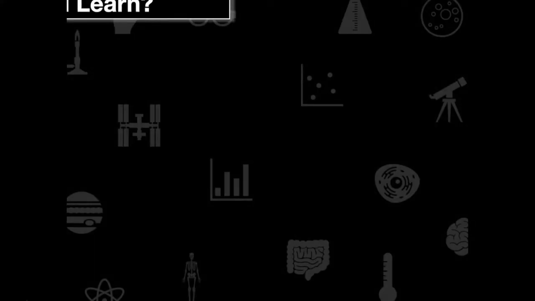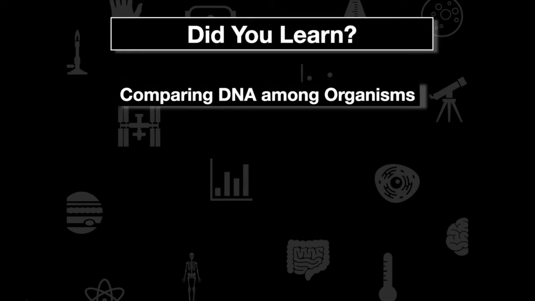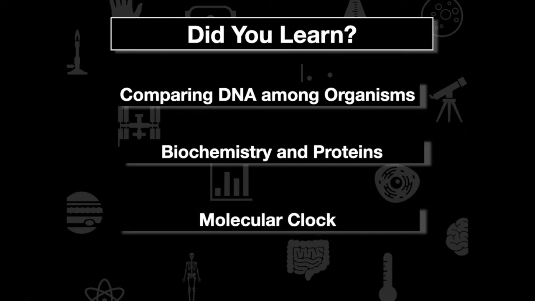All right, so did you learn a couple of things? Did you learn about comparing DNA among organisms and how these organisms can be related? Did you go back to biochemistry and understand how we can look at sequences of proteins to look at phylogeny of organisms? And then did you learn about the molecular clock and how we're using specific sequences in the DNA to determine how closely related organisms are?